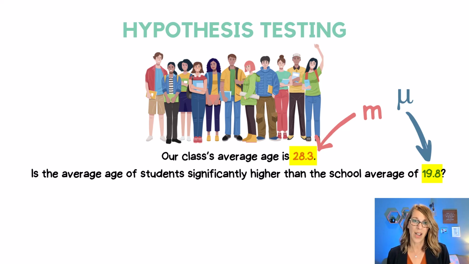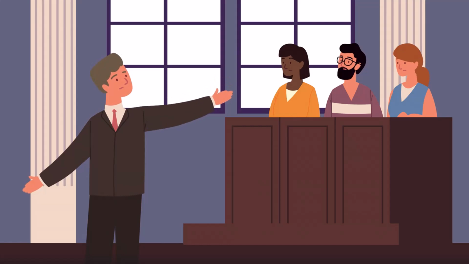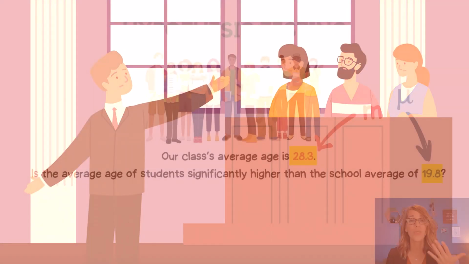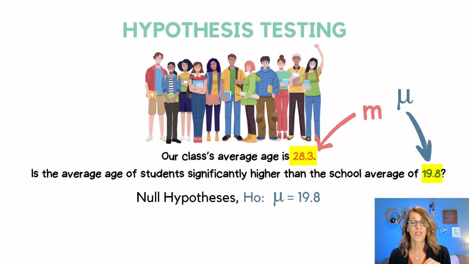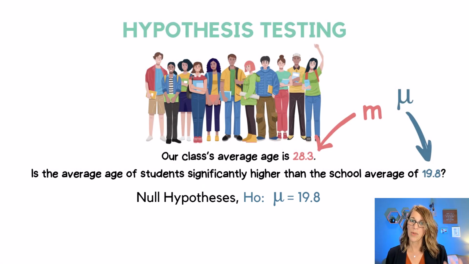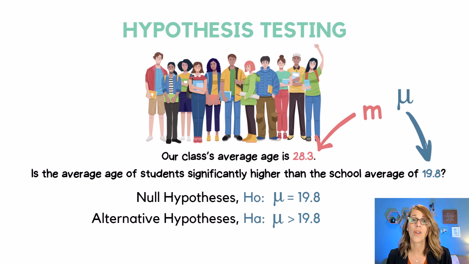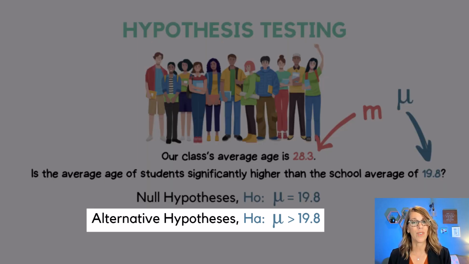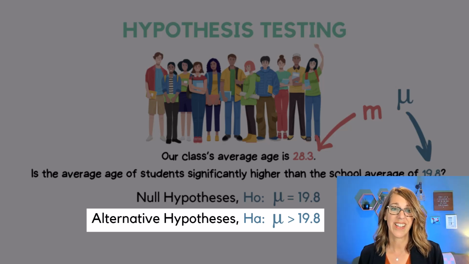But this is a lot like our judicial system. We're going to assume innocent until proven guilty. So we're going to assume that the school is correct with our null hypothesis. So this null hypothesis, H sub 0, says that the school is right and that the population mean is 19.8. But what we're really trying to prove is our alternative hypothesis, H sub A, and this one says that mu is significantly greater than 19.8.